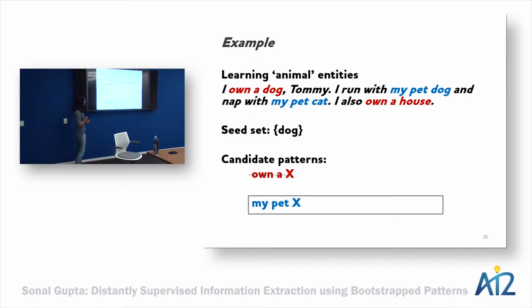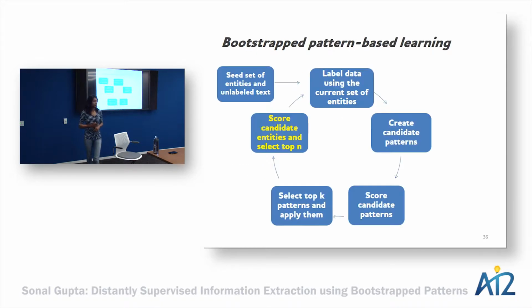So we generate a candidate entity, cat. Now all the entities that this pattern is extracting are dog and cat. Dog we have already learned. So cat is the candidate entity that you want to see whether it's a good entity or not.